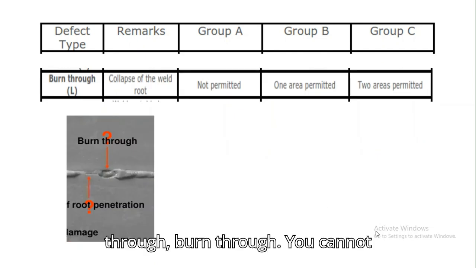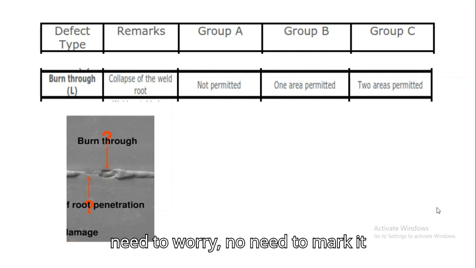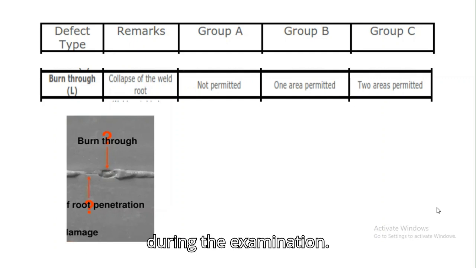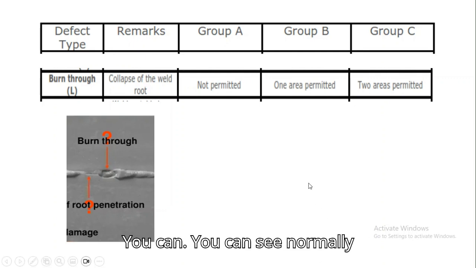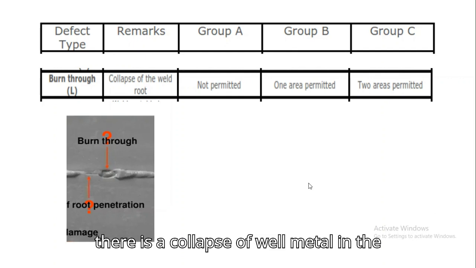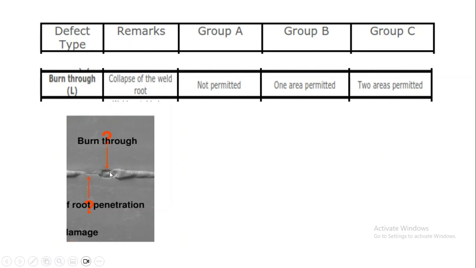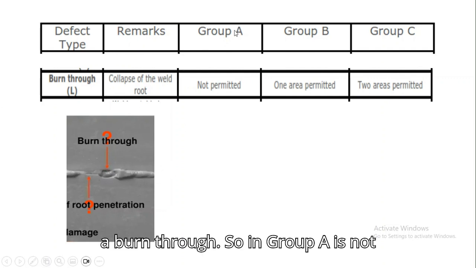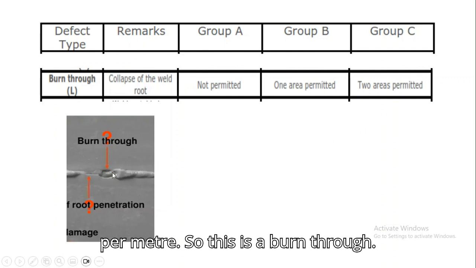Burn through: you cannot notice it in the weld sample, so no need to worry, no need to mark it during the examination. You can see normally there's a collapse of weld metal in the root. There's a burn through. You can see a black color at the root. This is a burn through. In group A it's not permitted. In group C, two areas are permitted. So this is a burn through.